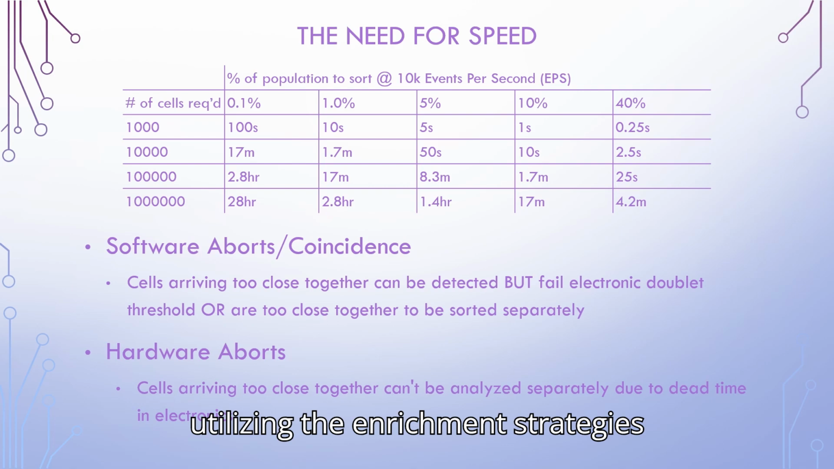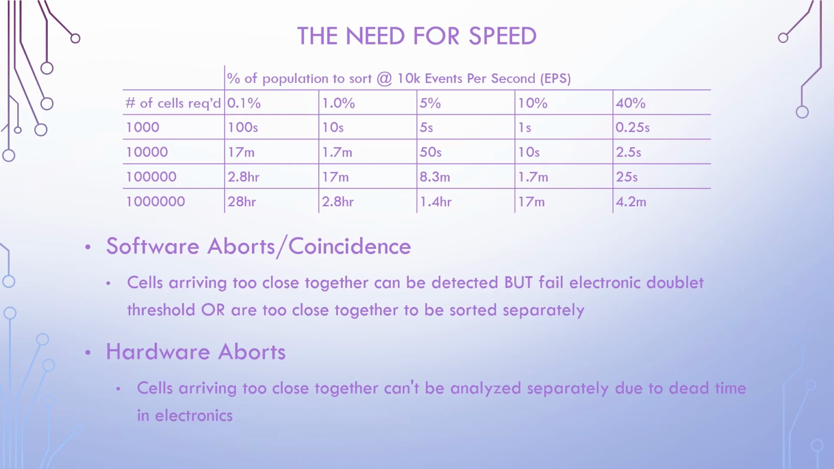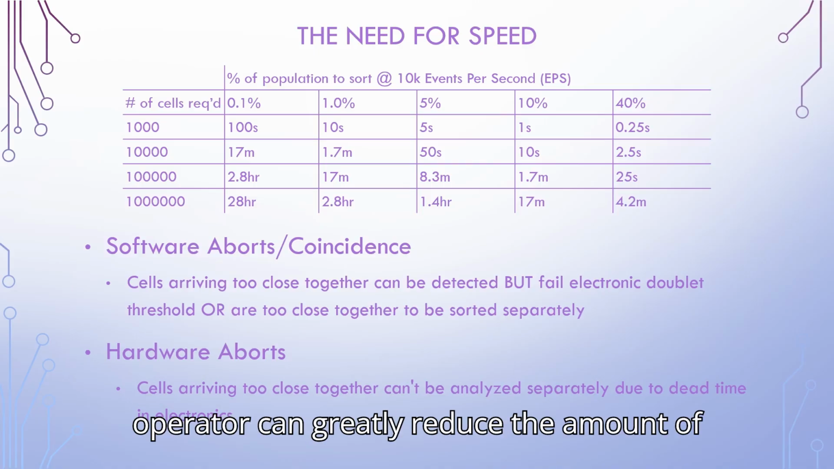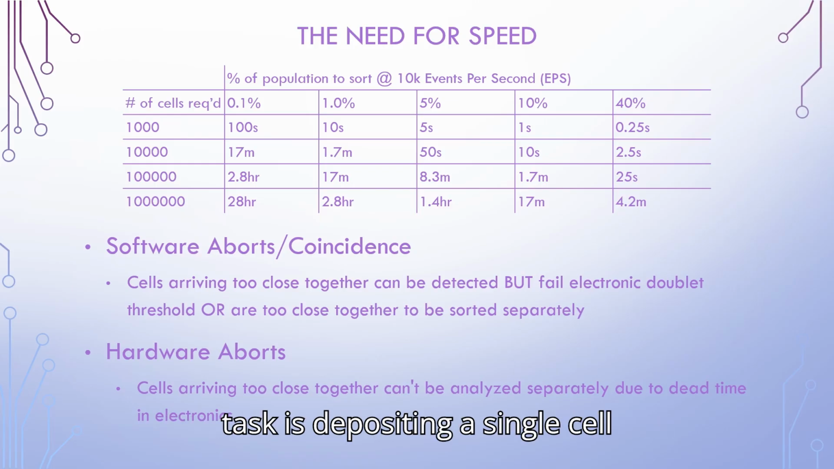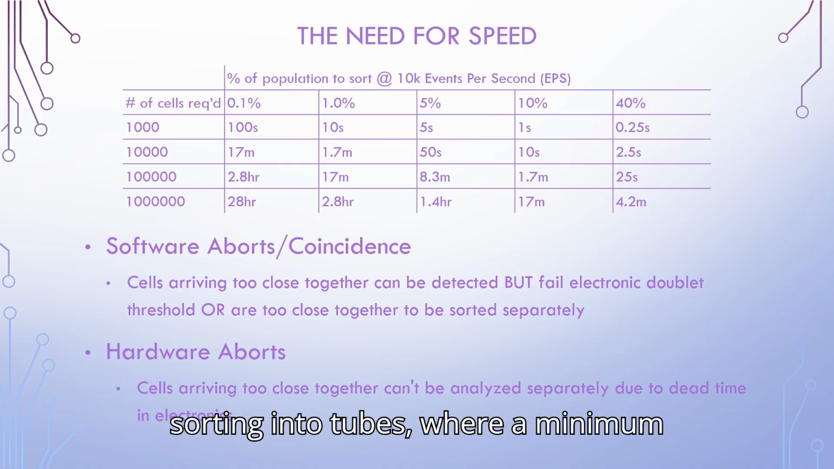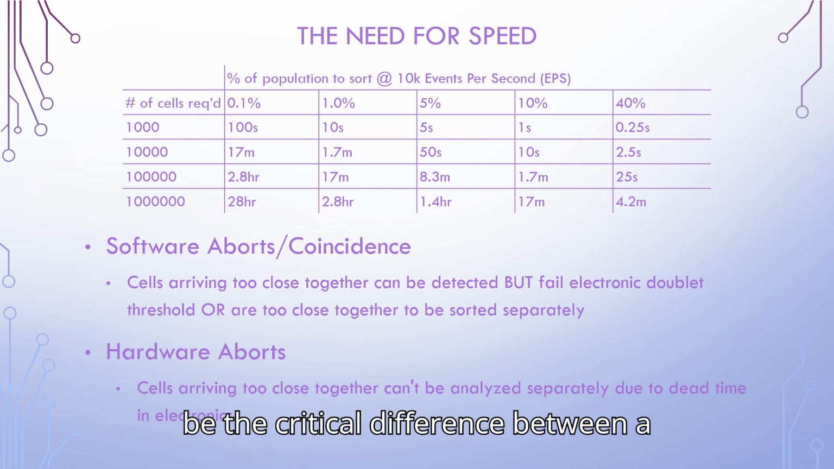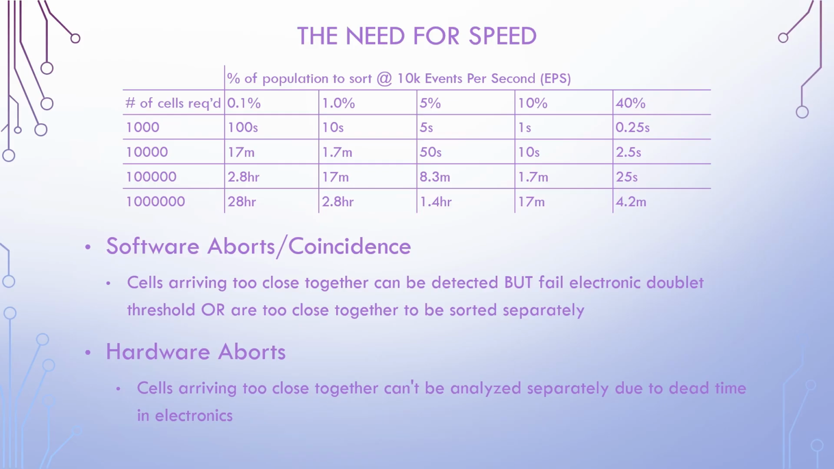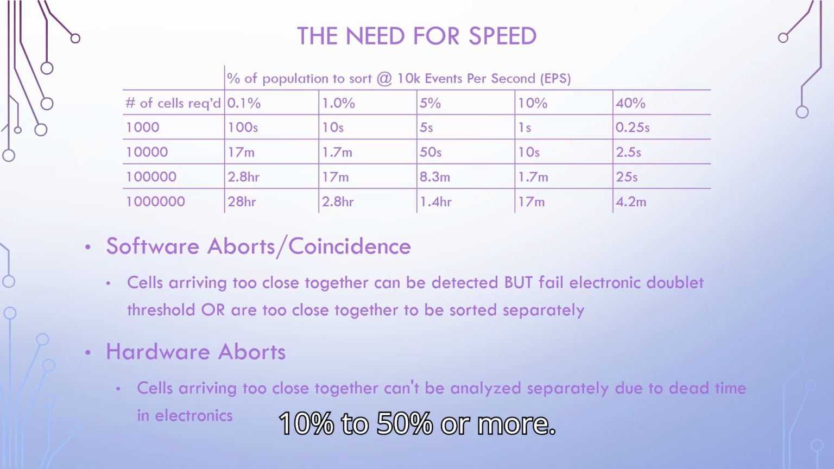By utilizing the enrichment strategies available, with either the instrument being run in enrichment sorting mode or using a negative selection strategy with magnetic bead isolation, an operator can greatly reduce the amount of time required for each sort. When the task is depositing a single cell repeatedly into a 96-well plate, this may not be important. But for bulk sorting into tubes, where a minimum volume of cells must be collected, it can be the critical difference between a 28-hour sort and a 2.8-hour sort, or a 17-minute sort. Once we account for aborts, we must increase our time estimates anywhere from 10 to 50% or more.